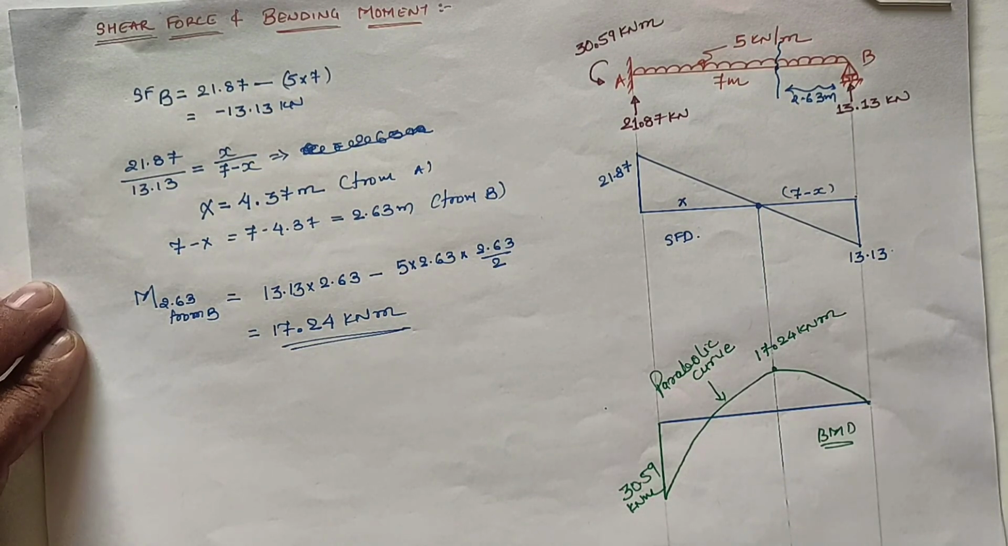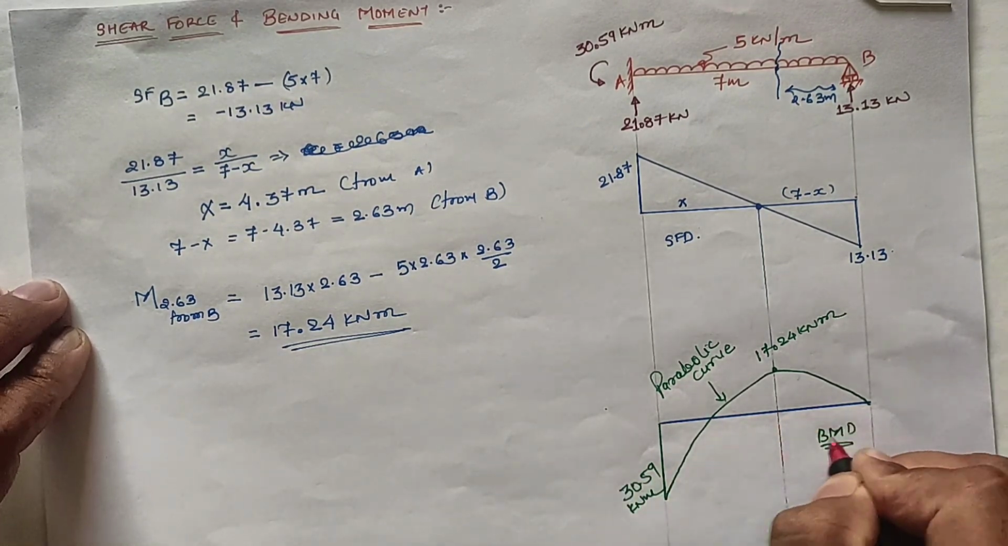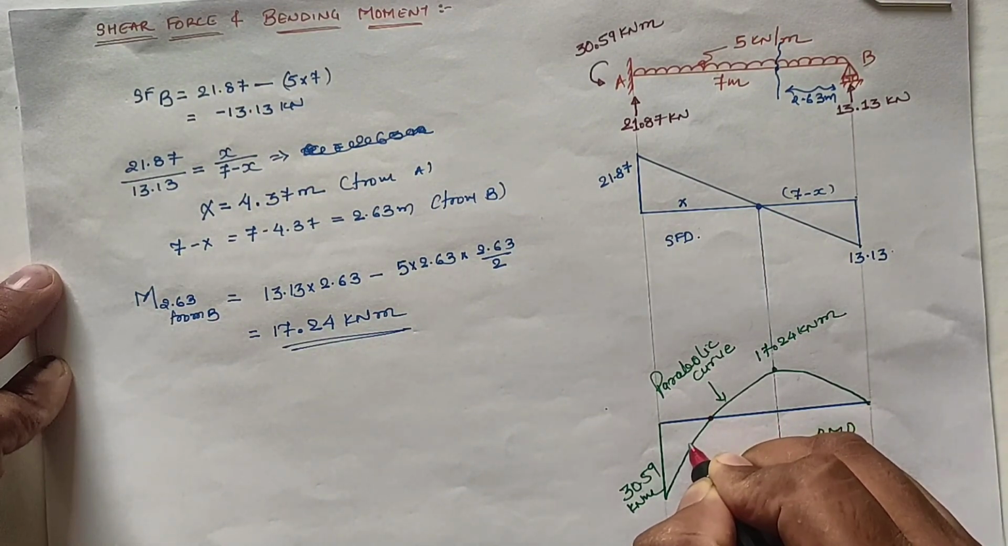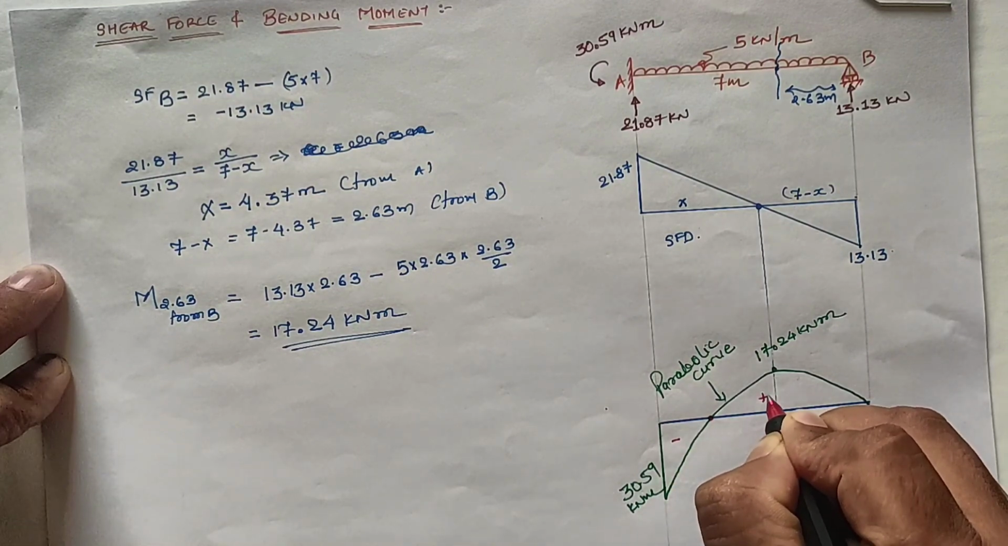Thus we can solve the propped cantilever beam and the shear force and bending moment diagram according to the consistent deformation method. Now in the bending moment diagram, we will have the point of contraflexure, where the bending moment changes from negative to positive.